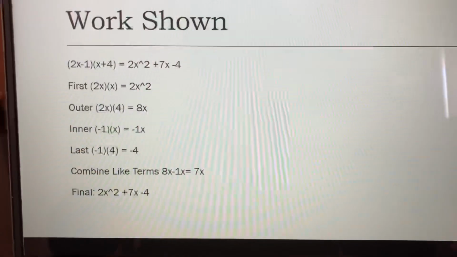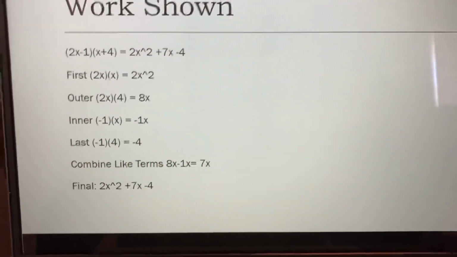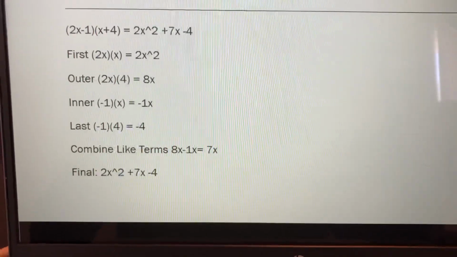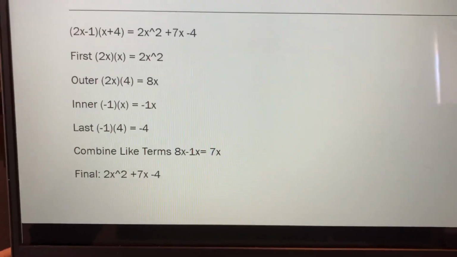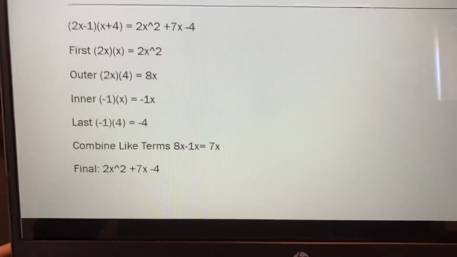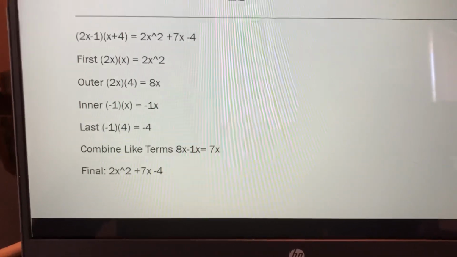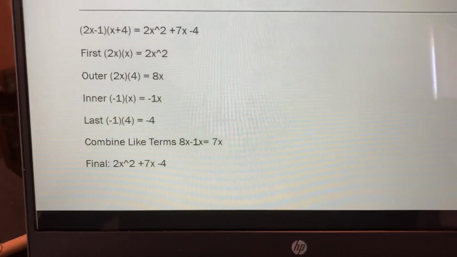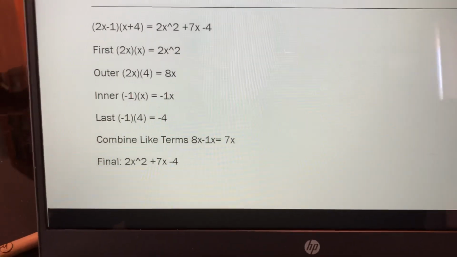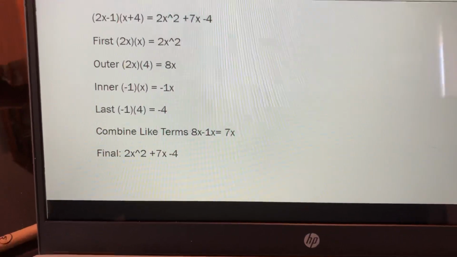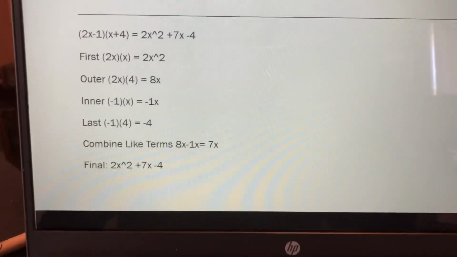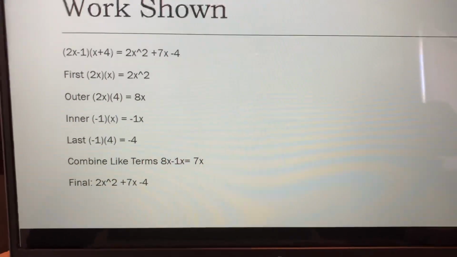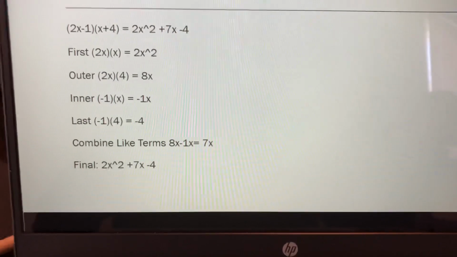All right, you guys had a moment to work through it on your own, so now we're going to look at it together. So we've got 2x minus 1 times x plus 4, and it is the second answer. That is the true one. So you guys have done a great job with that, identifying the mistake that was made in that first one. It had to do with the combining of like terms, so great job with that. So the correct answer is 2x squared plus 7x minus 4. And let's walk through the steps together.